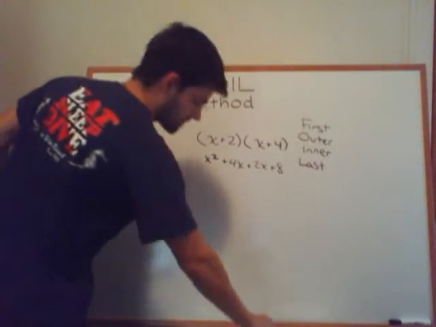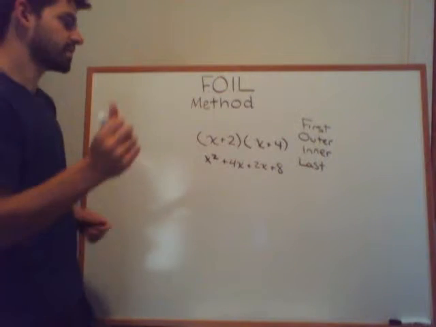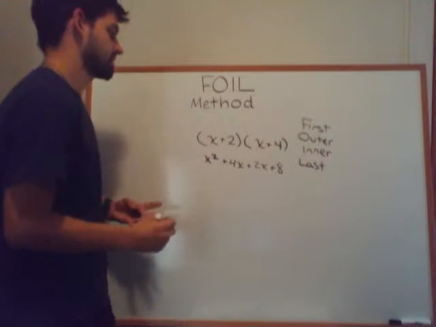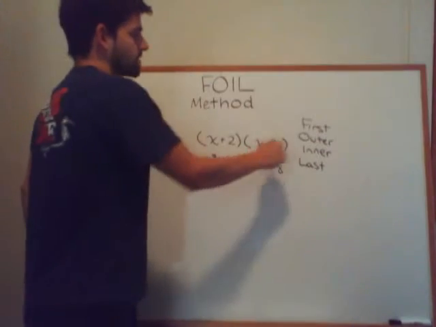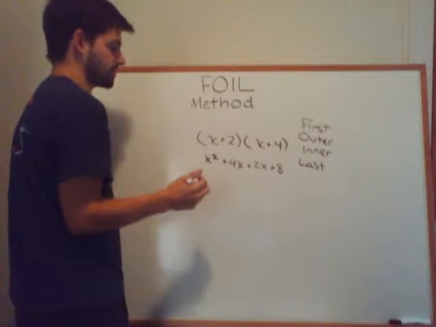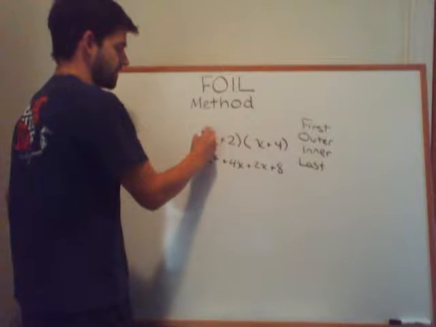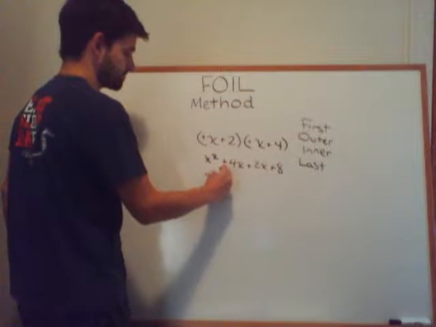So I'm going to leave our polynomial that we have here up just to show you how the FOIL method will still give us the same answer. And again, it's just a more systematic and cleaner way. So we have first, so we're going to take our first two parts of our binomial expression. So we have positive x and positive x, which is x squared.